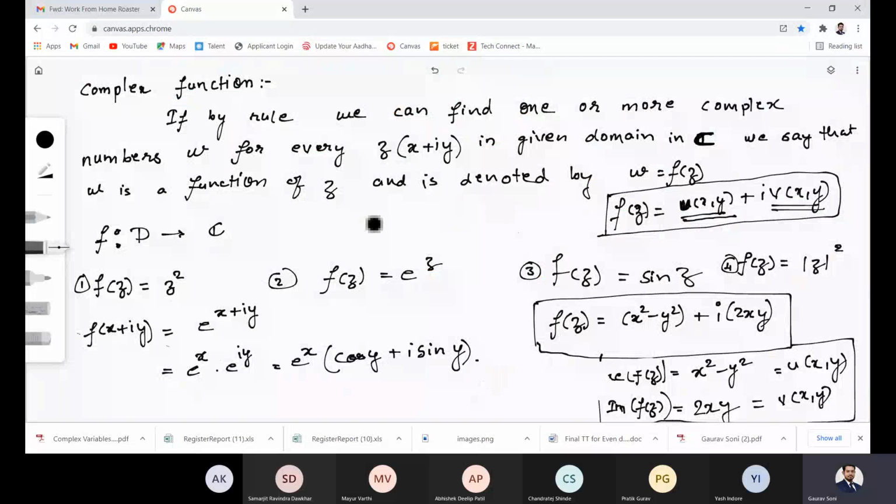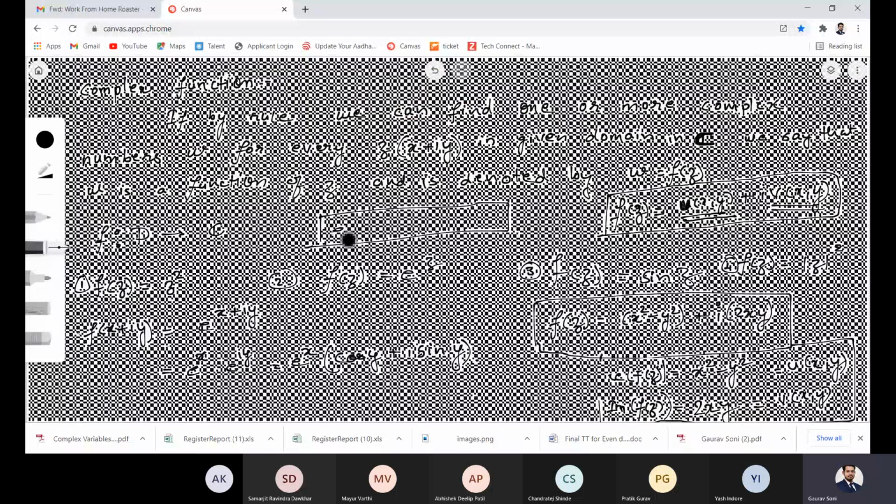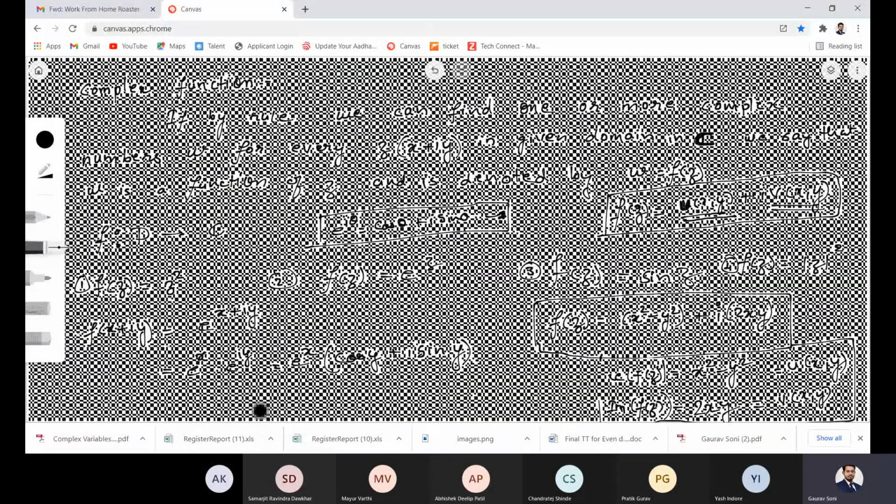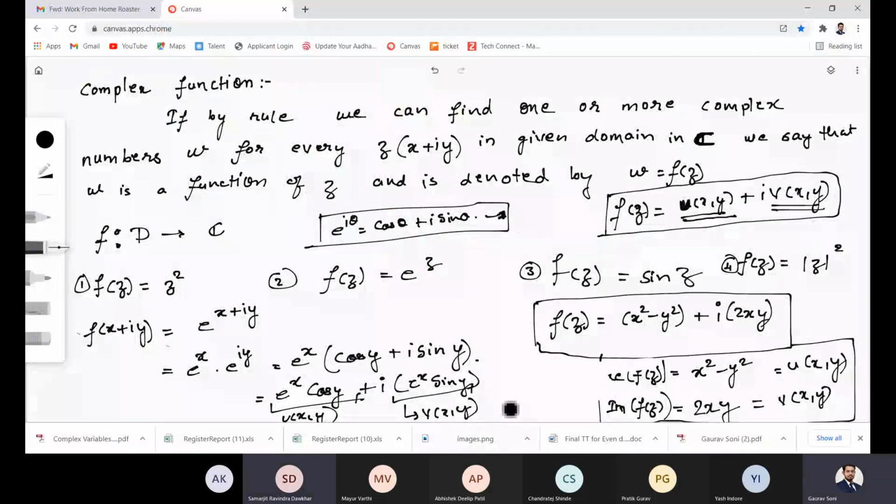Euler's theorem. What does Euler's theorem say? Euler's theorem says that e raised to i theta can be written as cos theta plus i sin theta. This is given by Euler, and this is the property that I have used here. So e raised to iy I can write as cos y plus i sin y. So this will become e raised to x cos y plus i times e raised to x sin y. So what have we got? This is my u of xy, and this is my v of xy. This is a very important property.